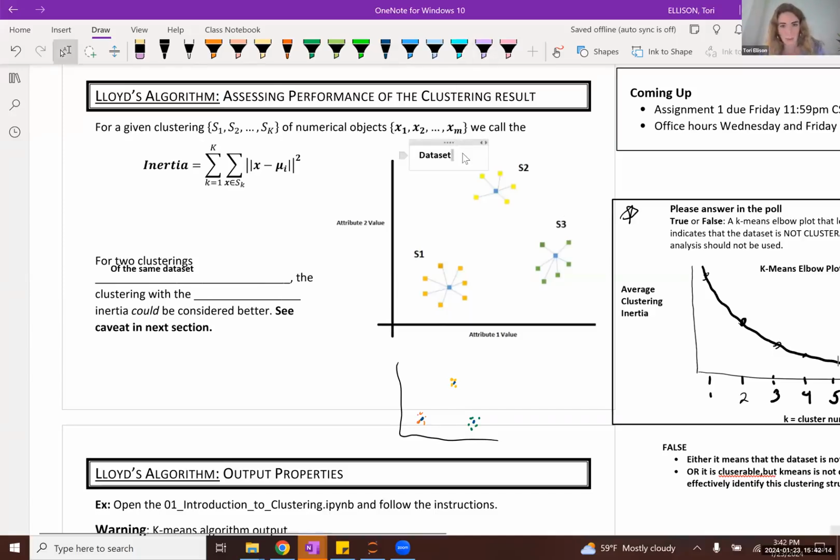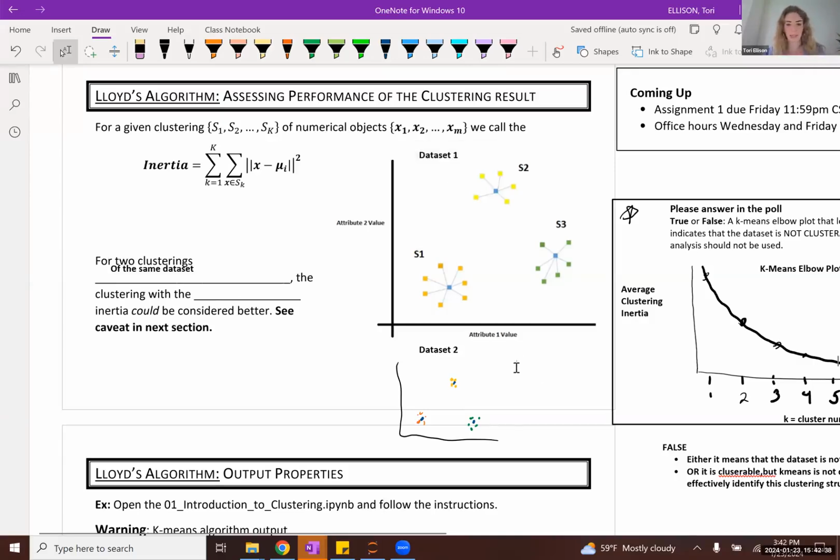And so this was data set 1, and this was data set 2. So which one of these data sets and their respective clusterings would we assume to have a smaller inertia? So data set 1 or data set 2?